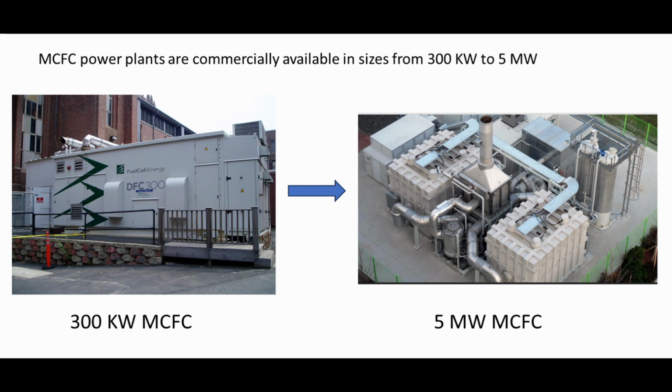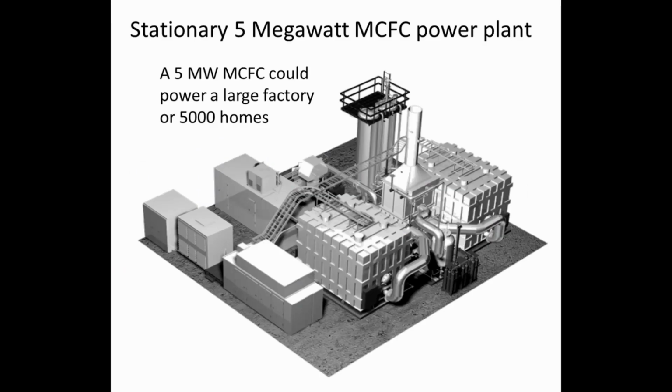MCFCs are produced commercially in power ratings starting at 300 kilowatts and up to multi-stack MCFC power plants rated at over 5 megawatts. A 5 megawatt plant can power a large factory or a small town of up to 5,000 homes.